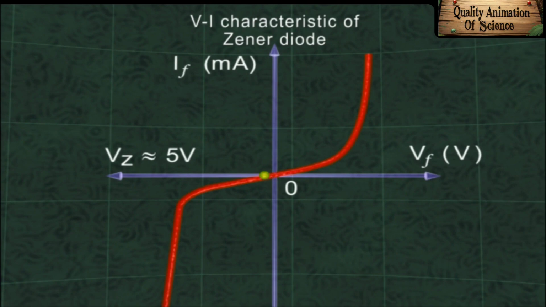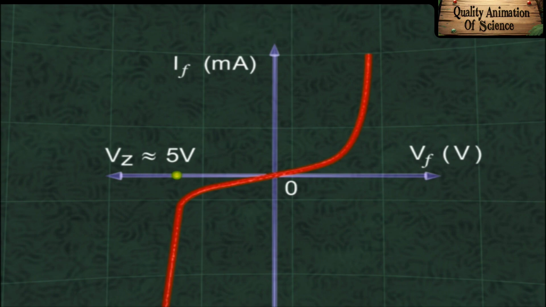Near the breakdown voltage Vz, this current suddenly increases to the order of milliampere. This current is called the Zener current, Iz. The breakdown obtained in this case is very sharp.